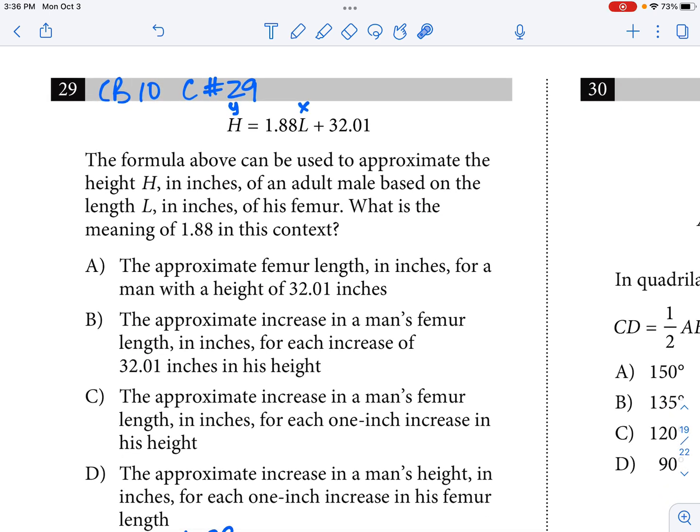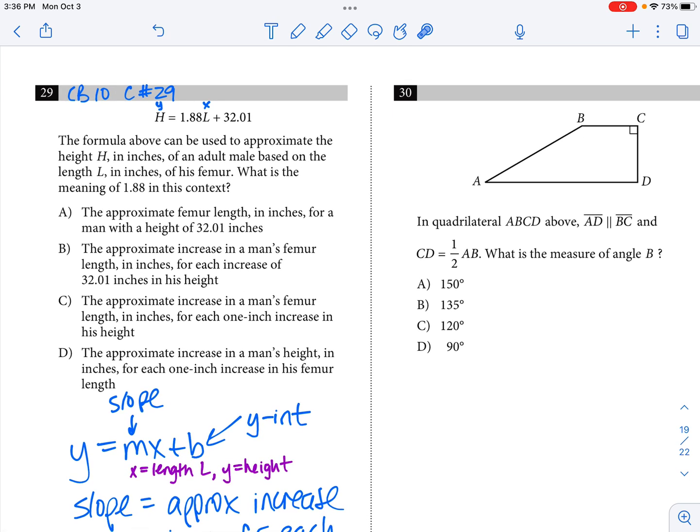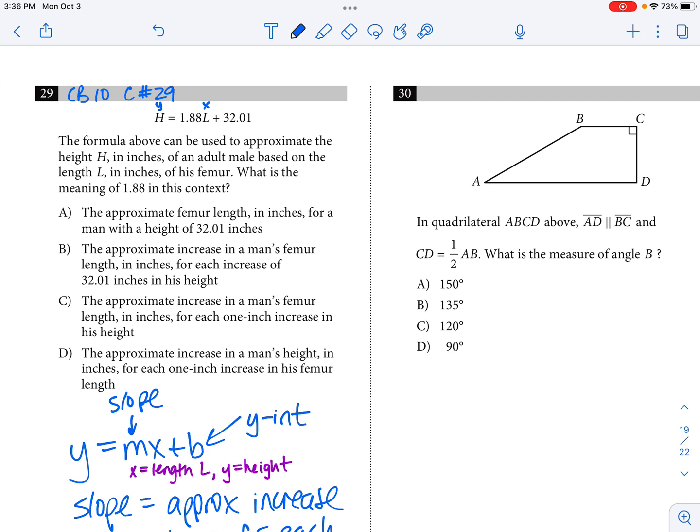They have defined the h right here as the height in inches of an adult male. And they are basing the height of the guy on the length of his femur. If you know what a femur bone is, it is the bone that goes through the top of your leg, the thigh bone, if you will. They're trying to predict the height of a male based on the length of his femur. And in this case, what is the meaning of the 1.88? So the 1.88 is the slope.